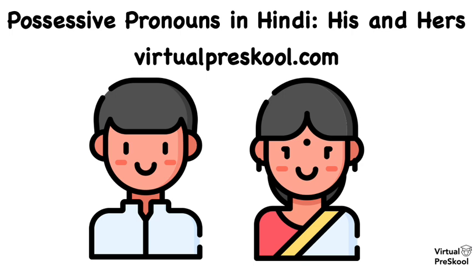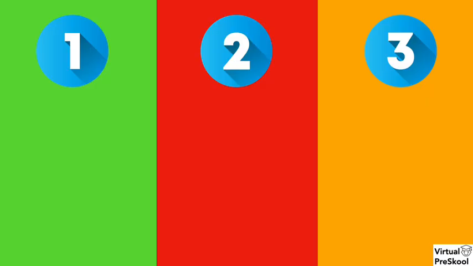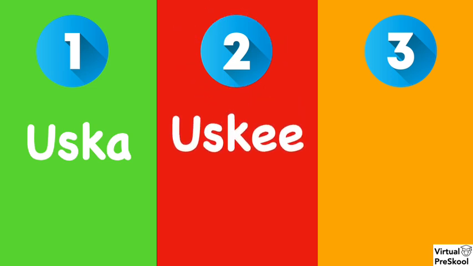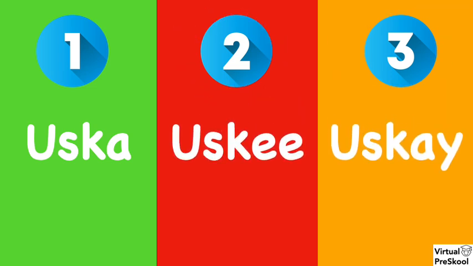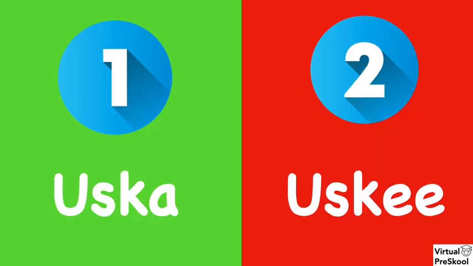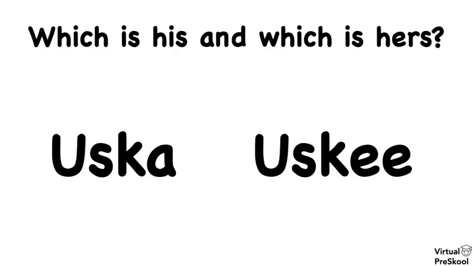In this video, we are going to talk about the possessive pronouns his and hers in Hindi. There are three words that we need to practice: Uska, Uskee, and Uskay. First, let's focus on these two, Uska and Uskee. So the question is, which one is his and which one is hers?